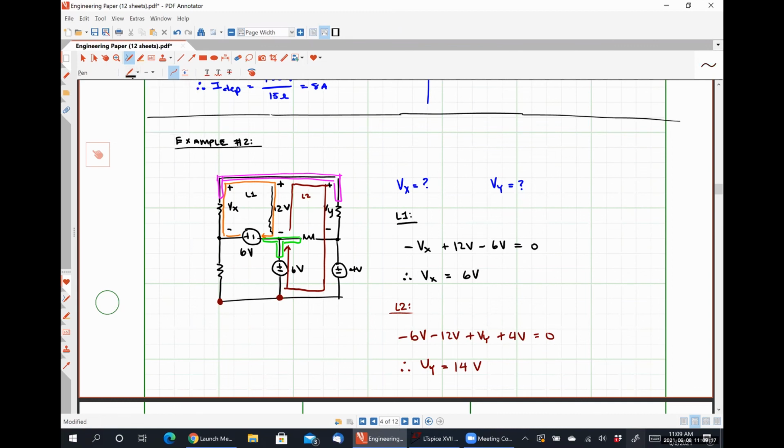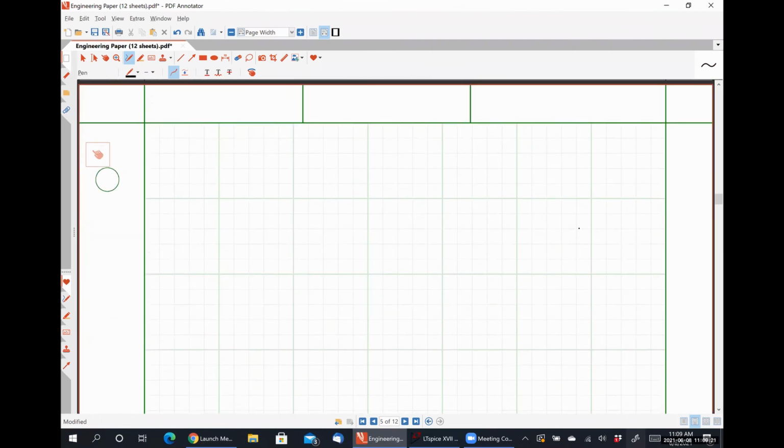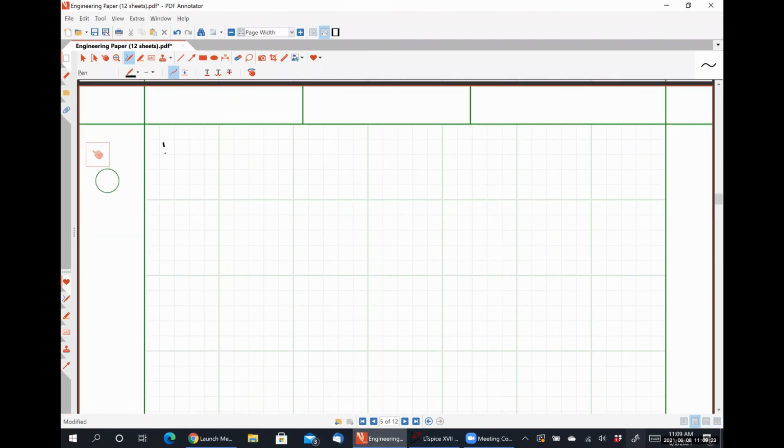All right, let's talk now about Kirchhoff's current law. I'm going to start by drawing a fairly simple circuit.